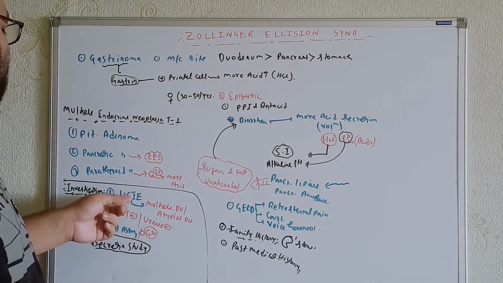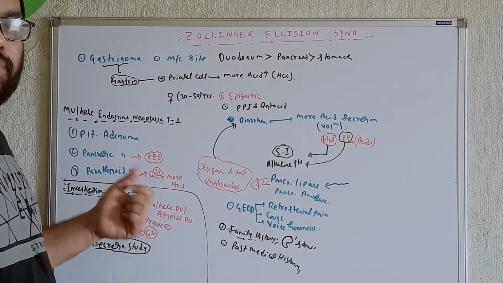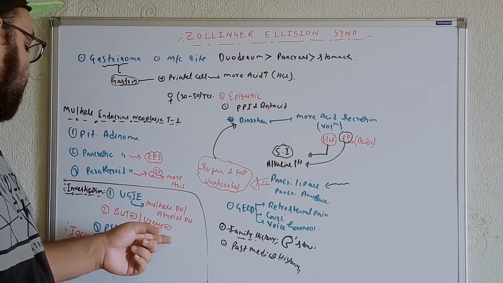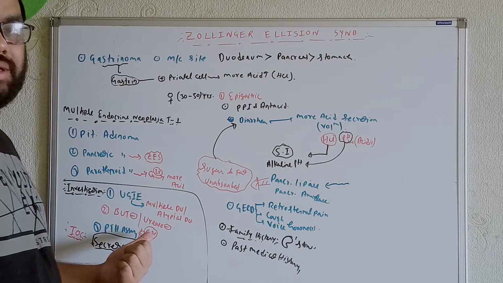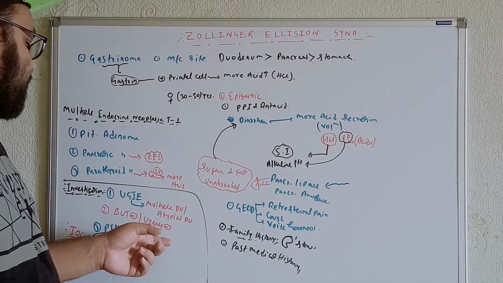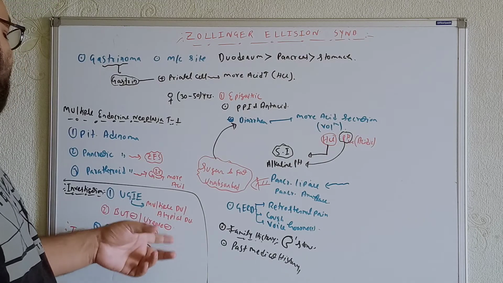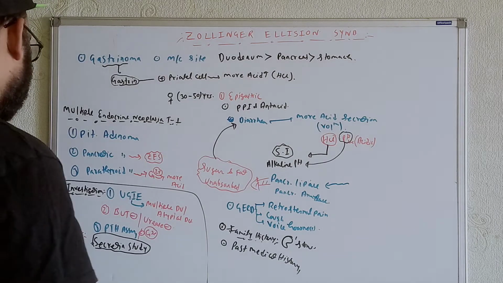So by these things we can do the investigation. We can do the upper GI endoscopy. We have to make sure that the breath urea test is negative, along with the urease, which should also be negative. We can also check the parathyroid assay, because it is also responsible for causing more calcium, and that calcium can lead to Zollinger-Ellison syndrome. So we have to make sure of these things first.